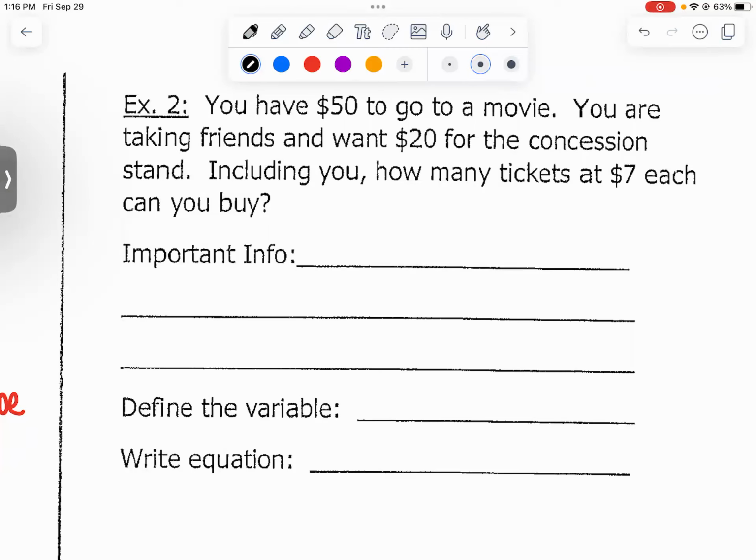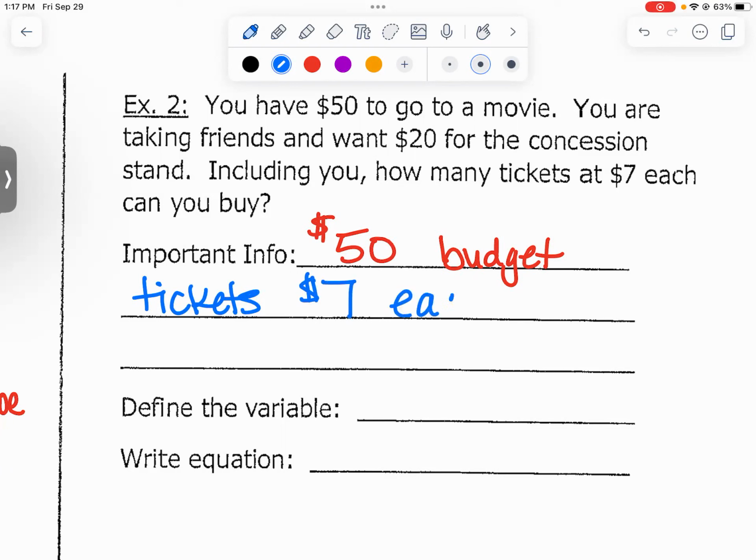Okay. Jacob, what's one thing you underlined? The first number, $50. So, okay, she has a $50 budget is what he said. Is that a good way of saying that? You have $50, okay? Laney, what's something else that's important? All right, tickets are $7 each.